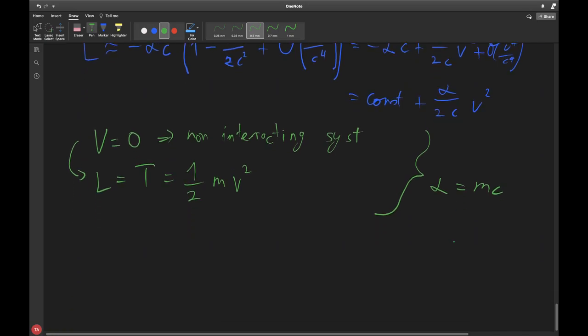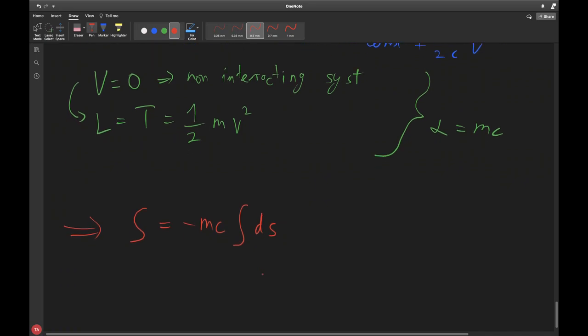And that was it, right? From all this, we get that the simplest action is minus mc times the integral of the line element ds, and the Lagrangian of the system is minus mc squared times the square root of 1 minus v squared over c squared.